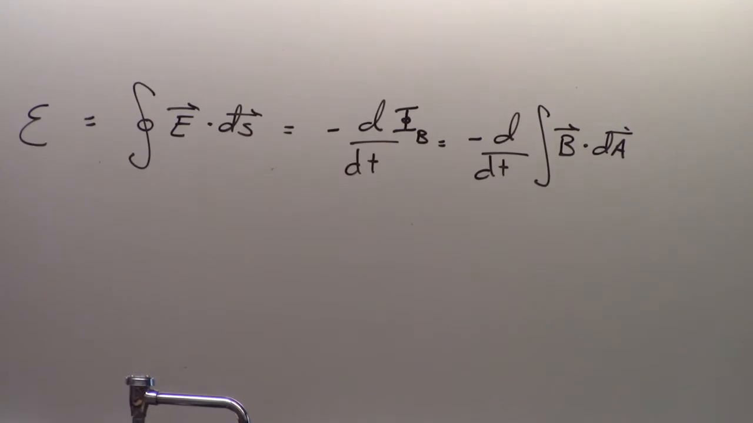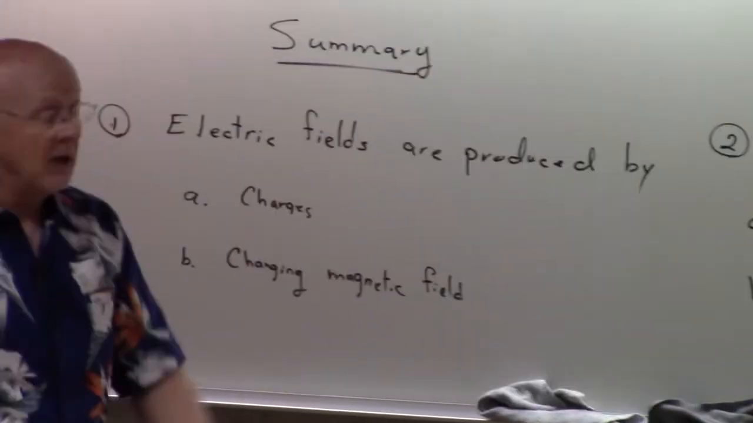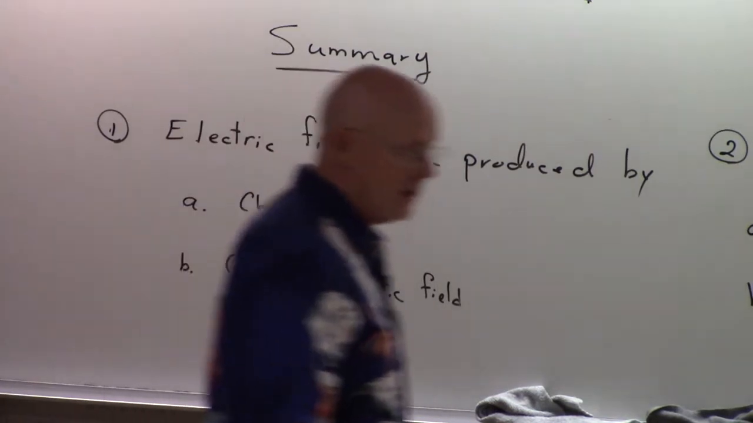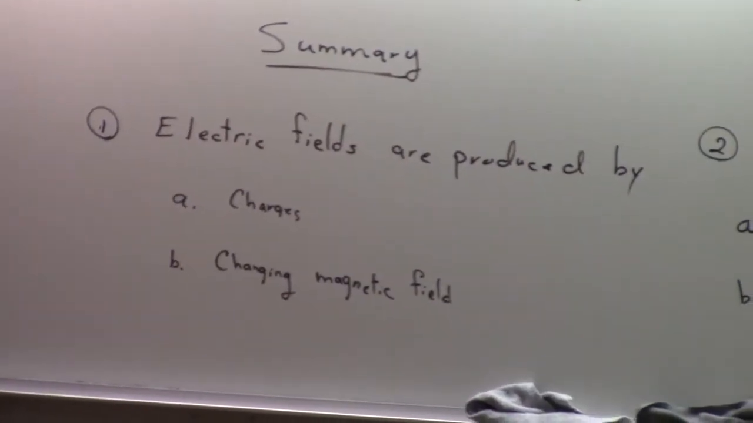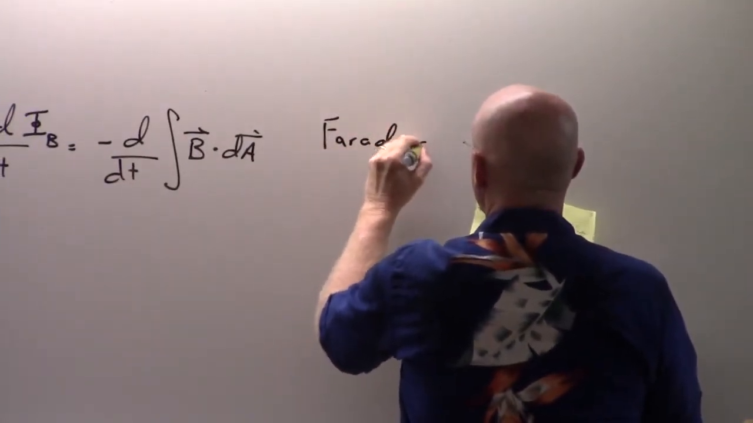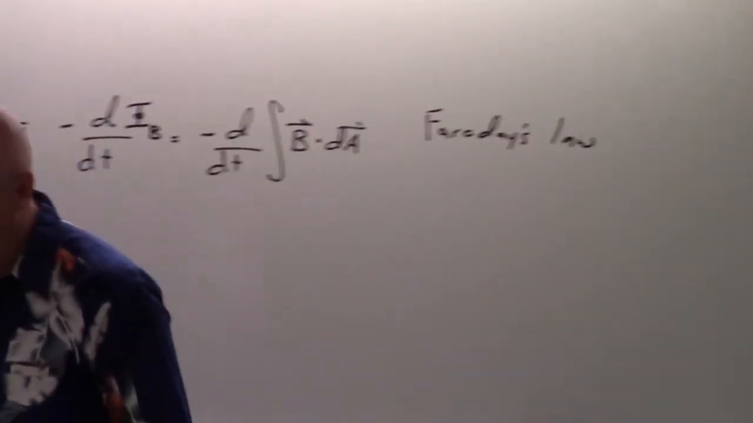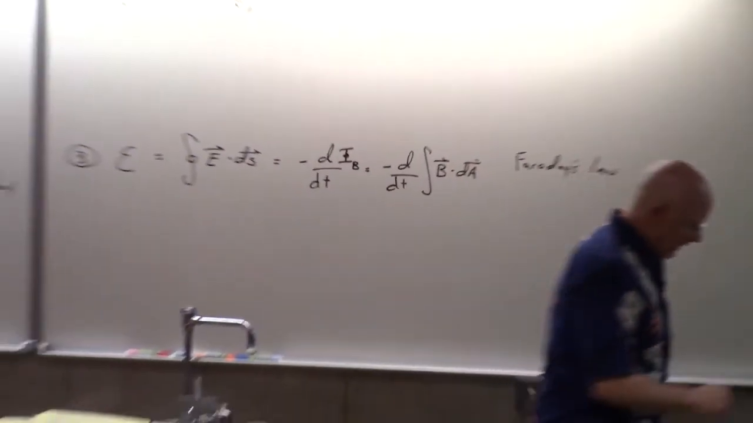And so Faraday's law says, yes, you will get an electric field. An electric field over a distance is an EMF, and it is then proportional to the change of the magnetic flux. And so that's our Faraday's law. In fact, I should probably put right here next to it, this is Faraday's law. And so that was our two electric fields.